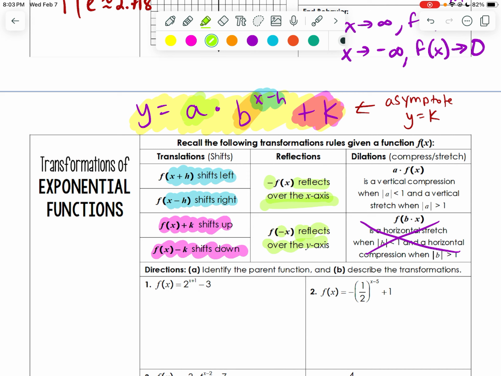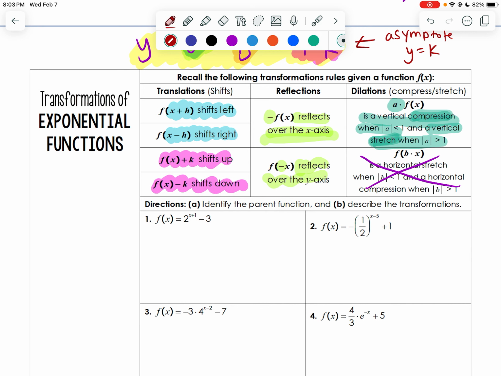As far as dilations go, that's also the a value, but we're really just looking at the absolute value of that a value, just what number it is. So that's also kind of this green color. We're really just going to be focusing on if that number is outside the function. If we're multiplying by something, if it's less than 1, we have a vertical compression. And if it's bigger than 1, again, the absolute value, then we have a vertical stretch. So compression versus stretch. There are horizontal stretches and compressions. We're really not going to deal much with those, so I wouldn't worry too much about it.